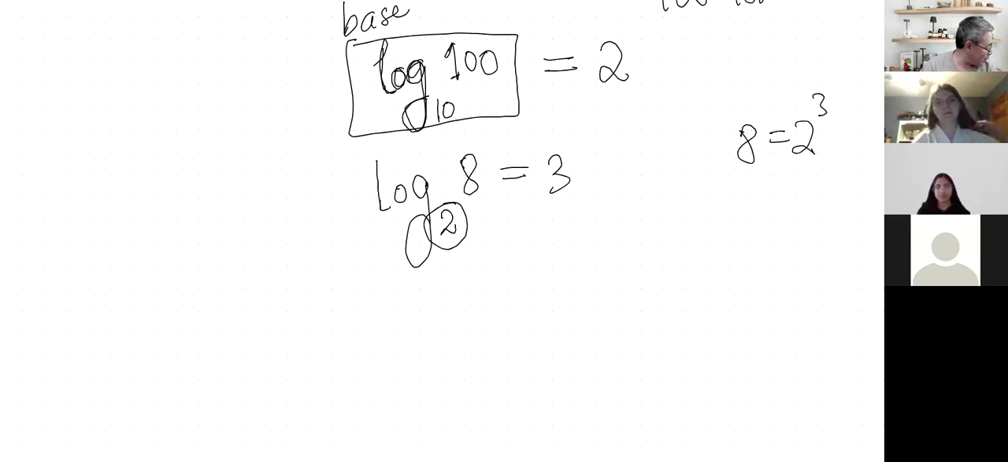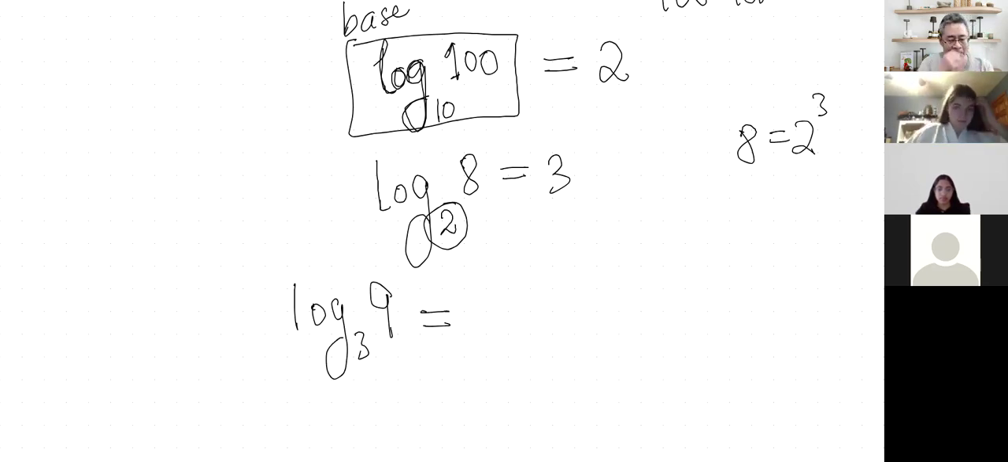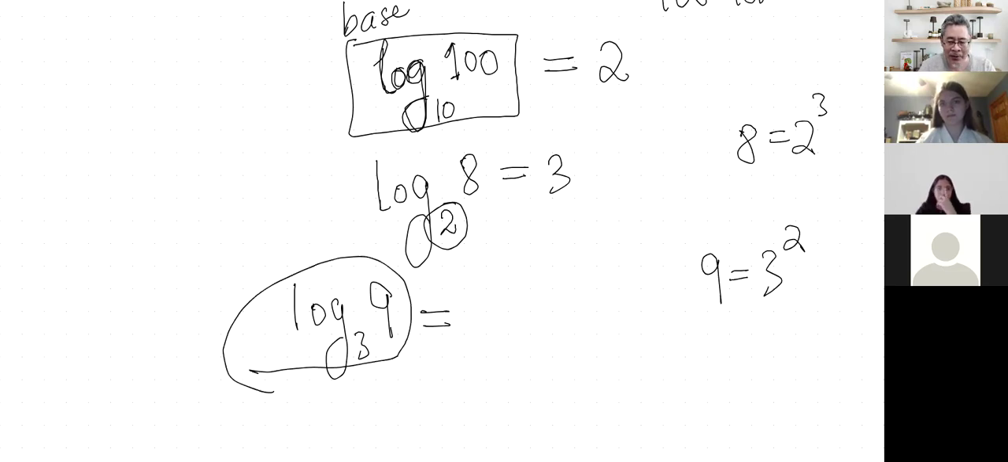Okay, let's try something. You can just type in the chat. What is log base 3 of 9? Good job, Tammy. Good job, Morgan. Okay, well, we know 9 is 3 to the second power, and this log just means what is the exponent? Well, the exponent is 2, so this is just 2. Okay, Jeff?